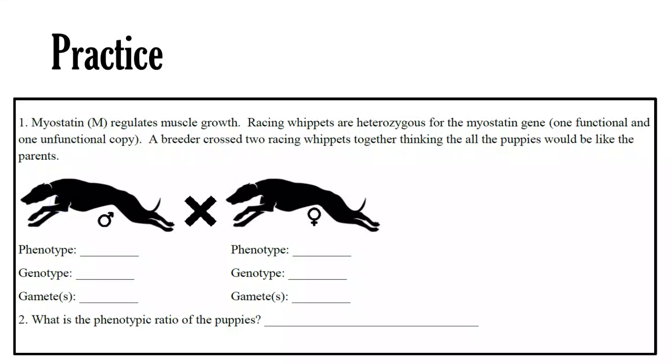So if you could pause your video and go to number 1 in your packet and see if you can fill out phenotype, genotype, gametes, and what is the phenotypic ratio of the puppies. I'm going to pause the video and then we'll pick up with this in a couple minutes, and you can press play when you're ready to look at the answer. Okay, so hopefully you've worked through this. Remember, myostatin regulates muscle growth. So we're going to cross two racing whippets together, with one functional and one unfunctional copy of the gene.